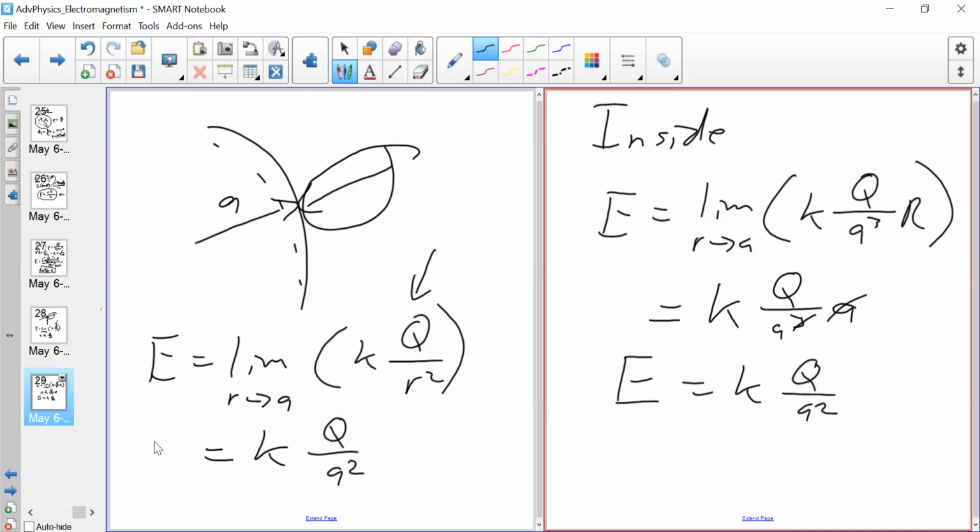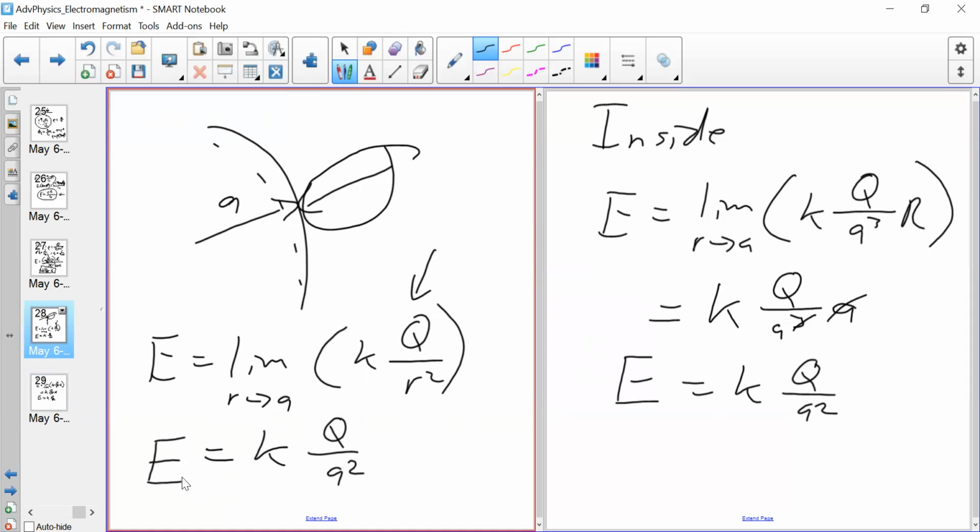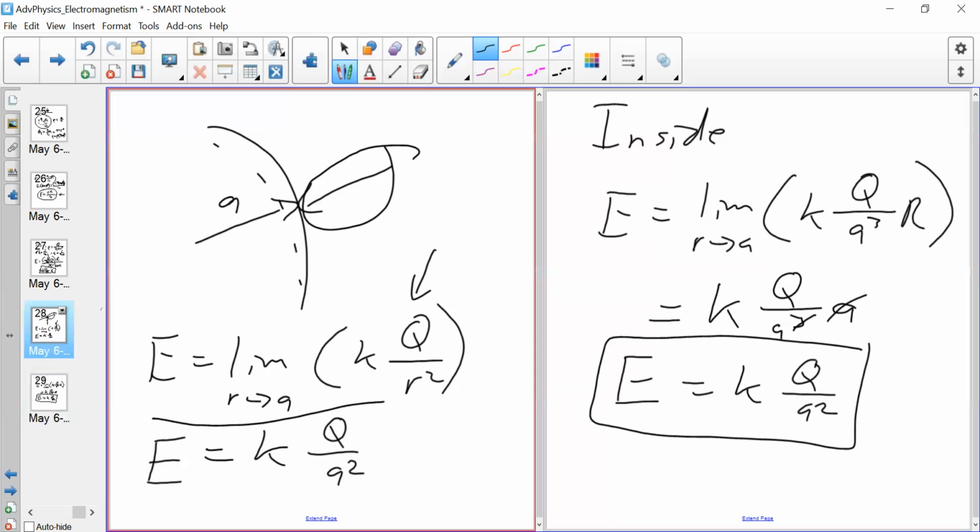I think the electric field is different on the surface and inside. What does this say? Okay, they're quite the same, whether the radius approaches from outside or inside. Yeah, they're the same value, no matter how you approach it. And so the electric field's the same.